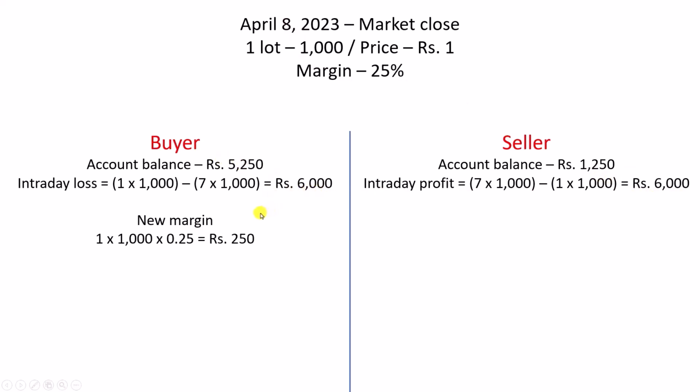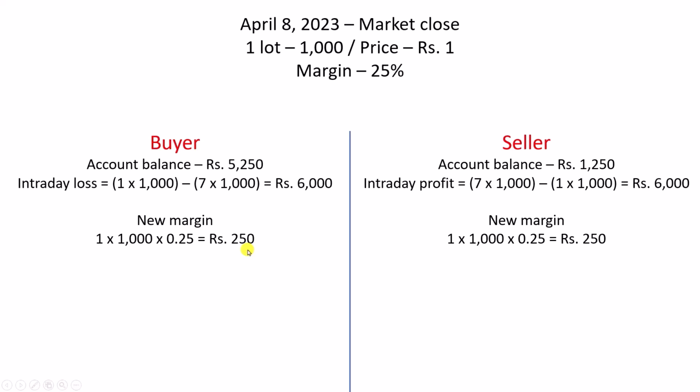Okay. Now the new margin is 1 into 1000 into 0.25. Why 1 into 1000? Because the price is 1 rupee now. So 250 rupees. New margin for him also is 250 rupees. This is what must be maintained in the account as margin. Now, what was the previous day's margin? It was 1750 rupees. Correct? But today only this much needs to be maintained.